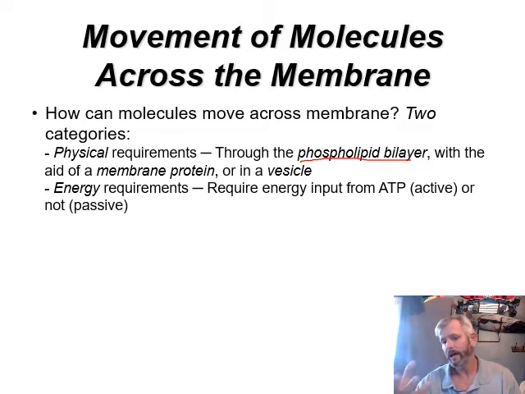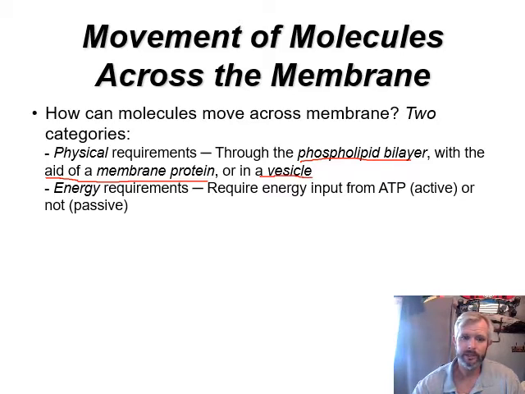What about stuff like ions? We're going to see that for ions, sodium and potassium, we want those to be able to move in and out of the cell fairly regularly. Especially for our neurons, it's a requirement to make them work. To do that, there have to be membrane proteins that span the membrane, and now our little ions can move in or out through these membrane proteins. For large stuff, we're going to need to use vesicles. We'll talk about that.